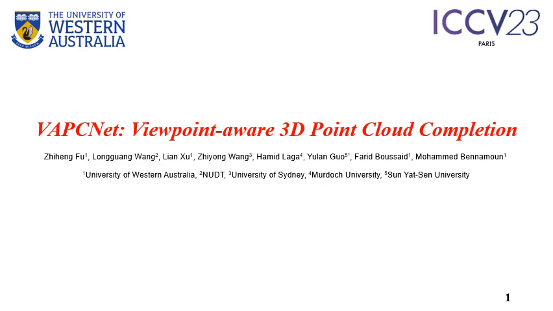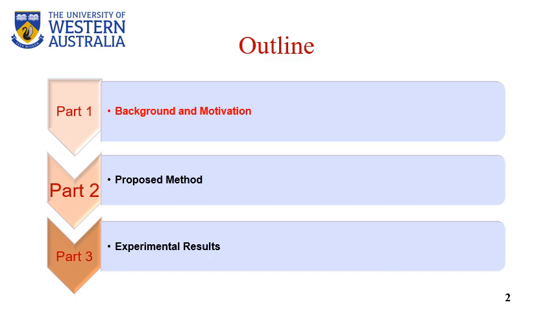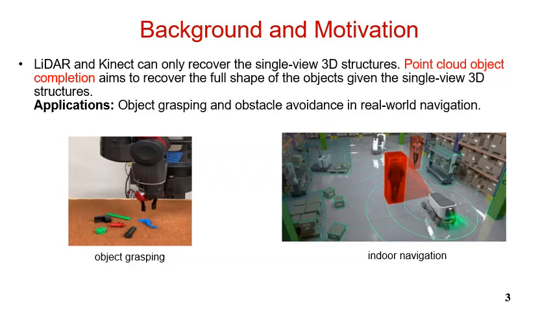Today I'd like to introduce our new work VAPCNet, Viewpoint-Aware 3D point cloud completion. First is the background and motivation. Currently, LiDAR and Kinect can only recover the single-view 3D structures. Point cloud object completion aims to recover the full shape of objects. They can be used for object grasping and obstacle avoidance.